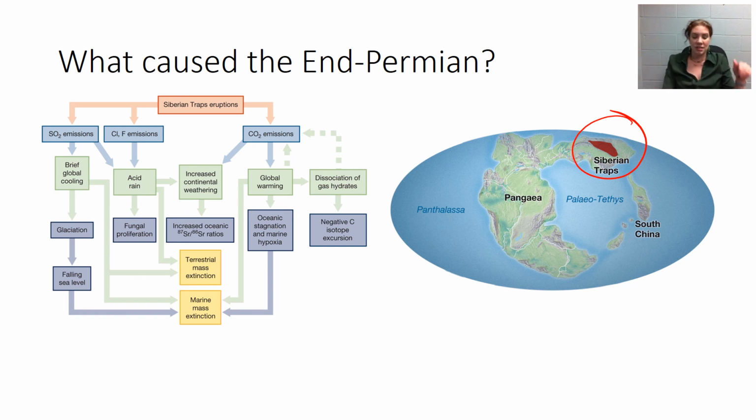There's increased continental weathering, which is a result of the acid rain and the carbon dioxide. All of this kind of fed in together. We see some chemical changes that are also consistent with volcanic eruptions, such as changes in our carbon isotopes and our strontium isotopes, and the ratios of those that we would normally see shifted as well.